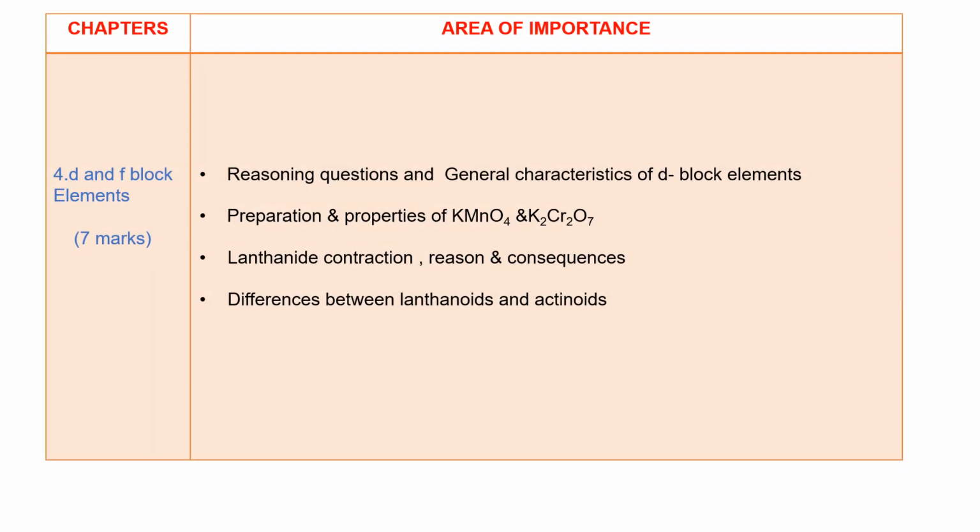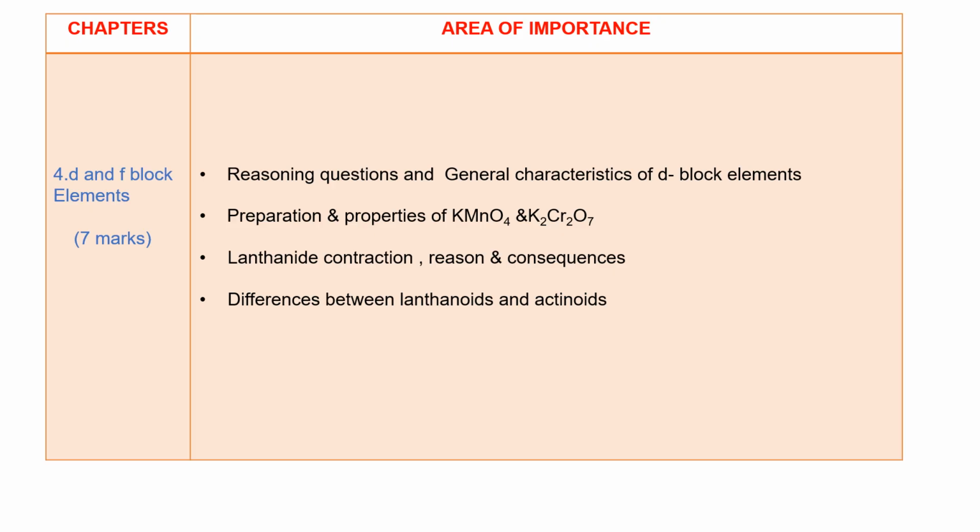Unit 4, D and F block elements. Mostly reasoning type of questions are asked in this chapter, like give reason which has higher melting and boiling point, chromium or copper. Then zirconium and hafnium have similar size, why? Then general characteristics of D block elements.